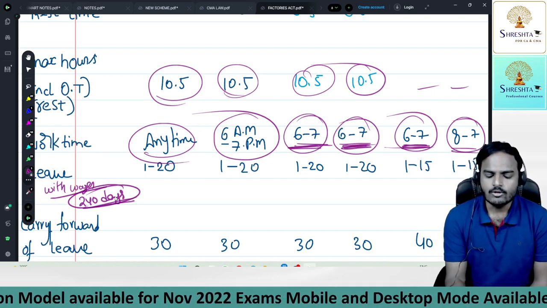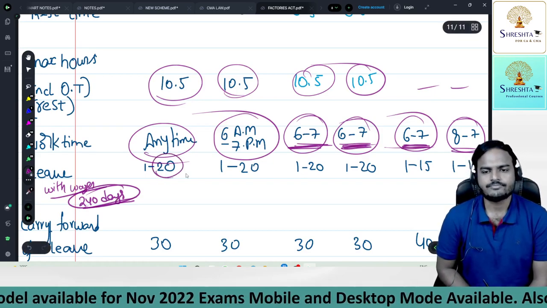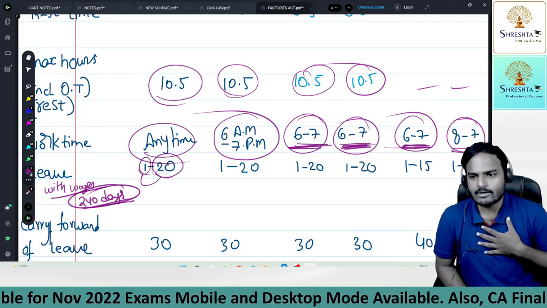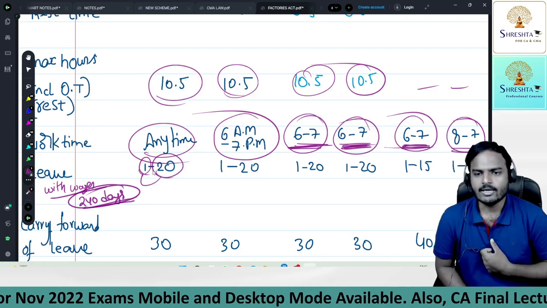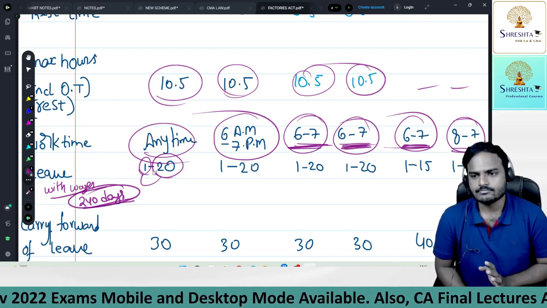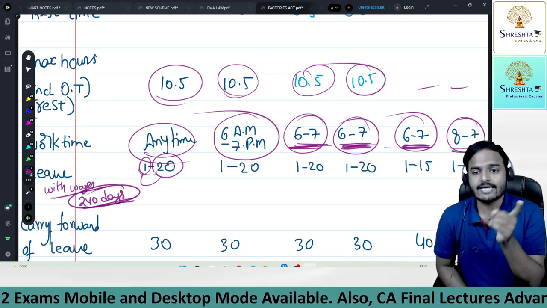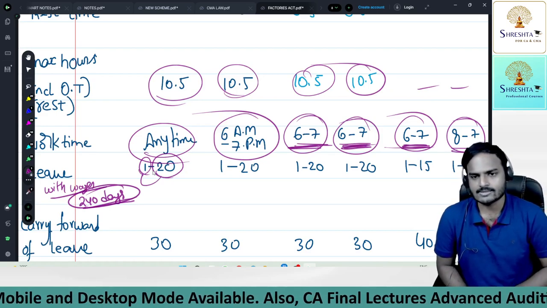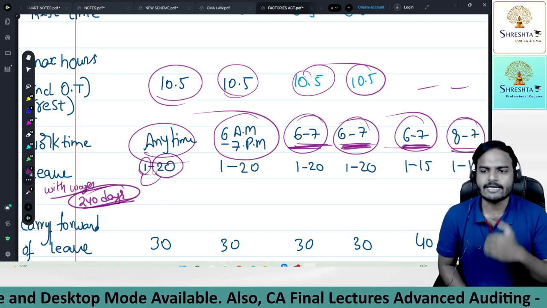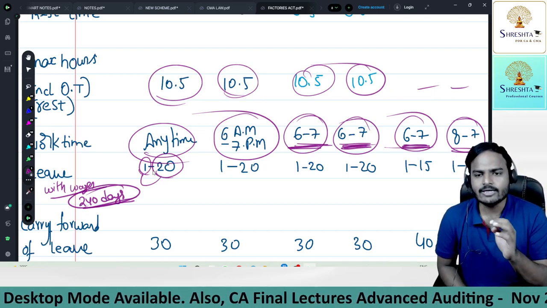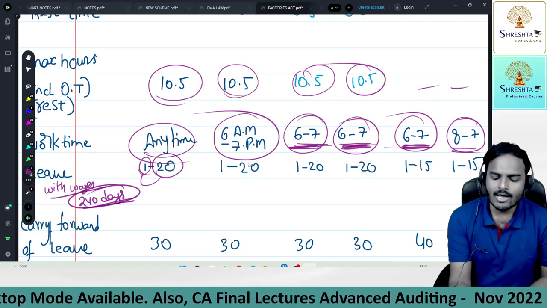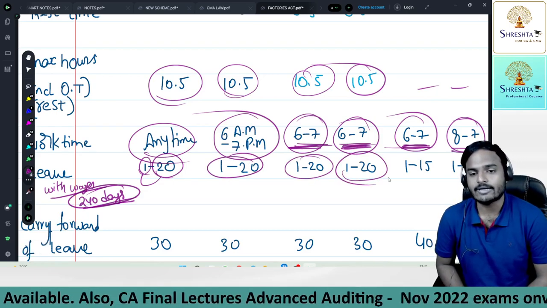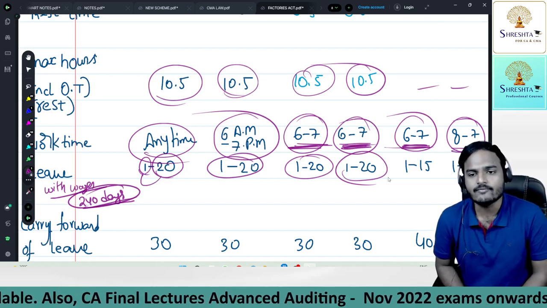Coming to the ratio, for every 20 days you worked, you'll be given one paid leave. That means I worked for only 20 days in the month of May. Now for 20 days, I'll get an extra 1 day. So total wages is for 21 days. Understood? That means I can take leave, but my wages won't get disturbed. So for all adults and adolescents, the ratio is 1 for 20 days. For every 20 working days, you'll be given 1 leave with wages.